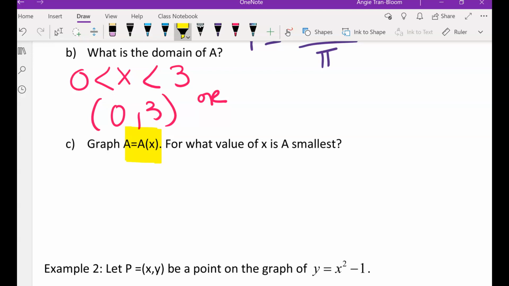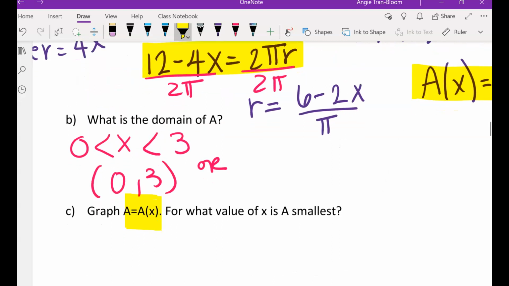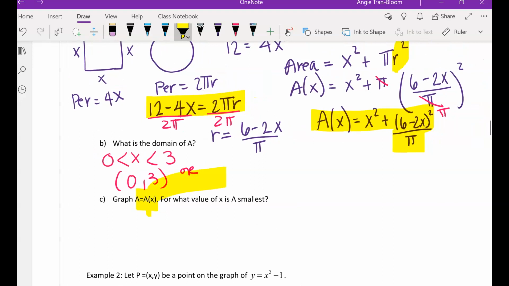Do we know what A of x is? We don't? Are you sure? Yeah, we do. We found it, didn't we? That guy's right there. Okay? So it will always ask you to graph something that you have found. All right. Hit y equals. Punch it in. Enter that in.